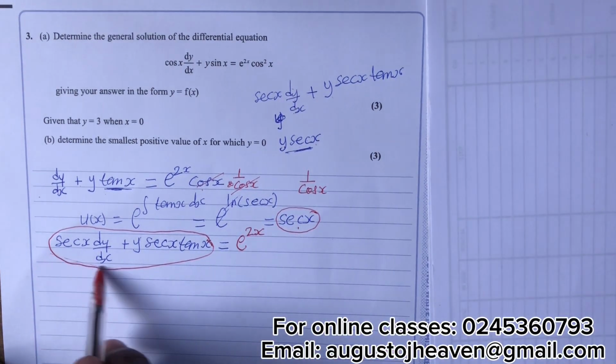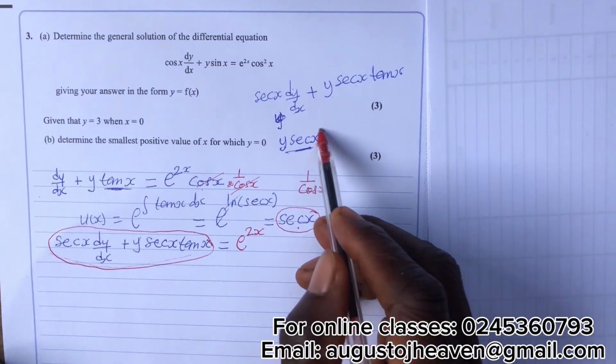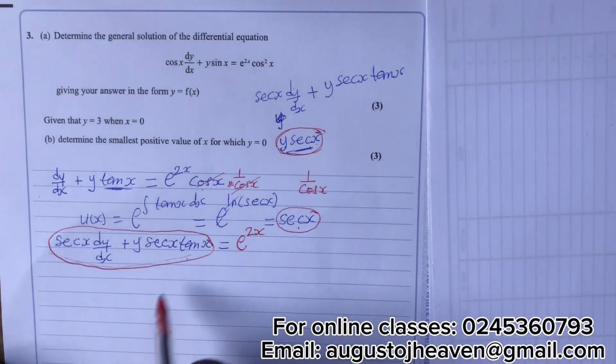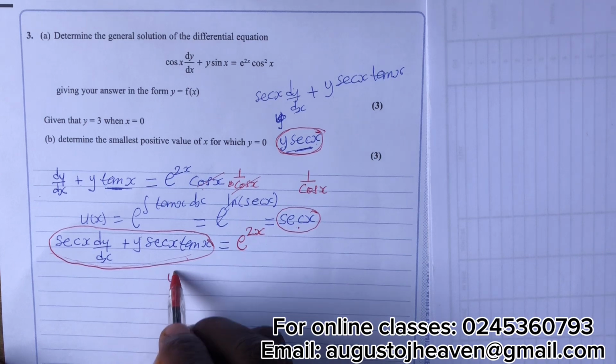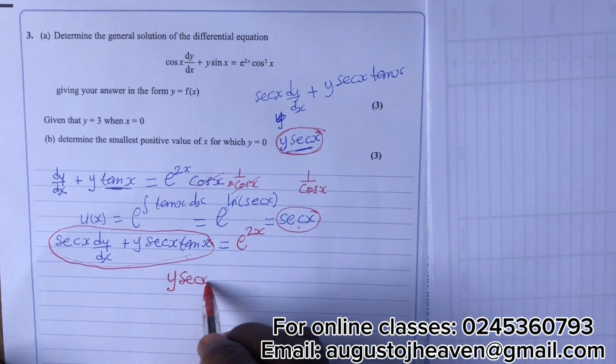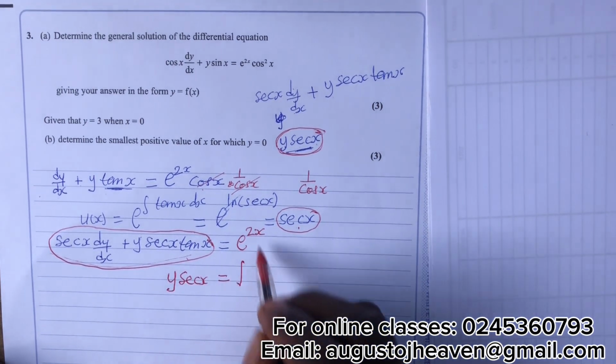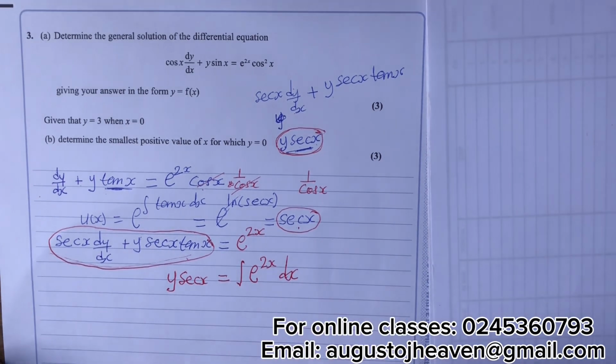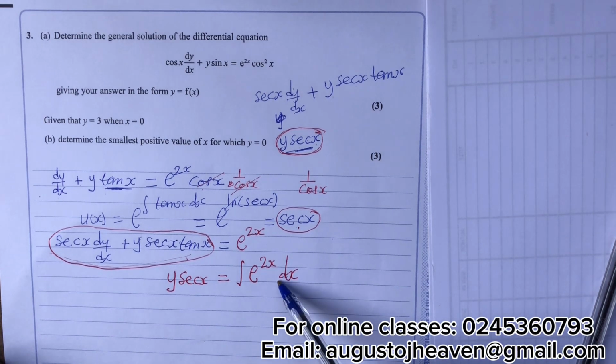So if I integrate what I have here, I have to go back to this, because the derivative of this will give me what I have here. So I can write y times secant of x equals the integral of e to the power 2x dx in a very simple way. Now, how do I integrate this?